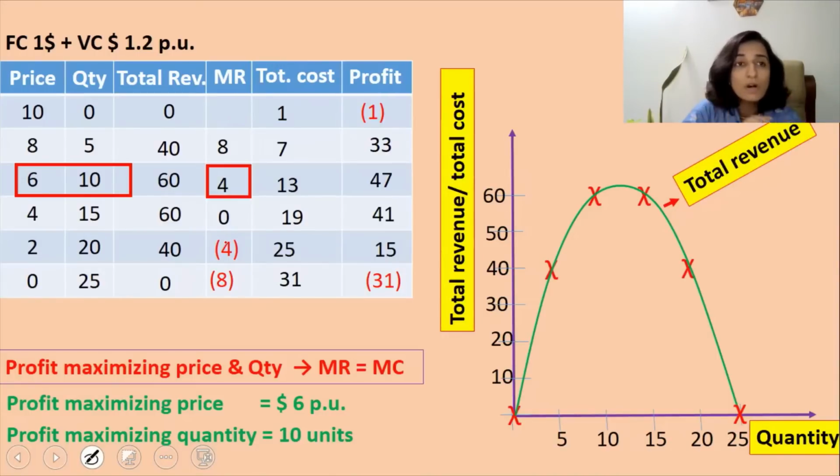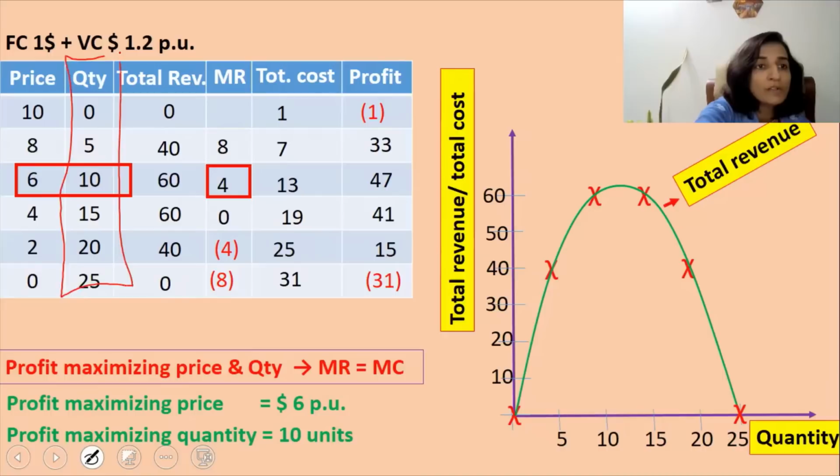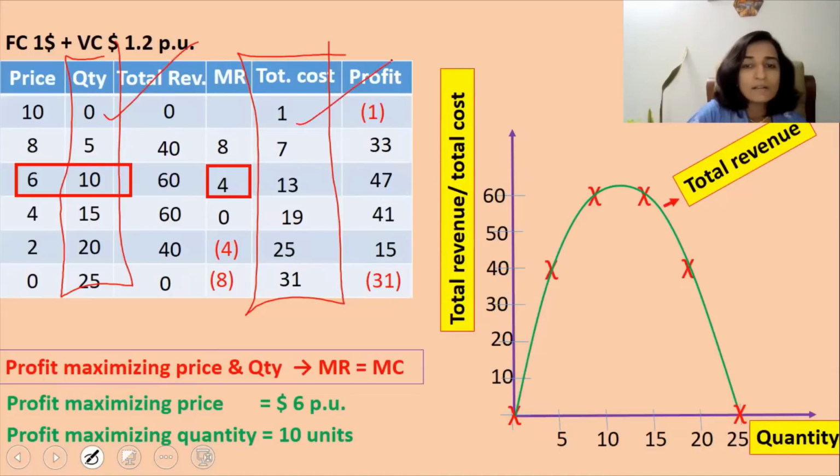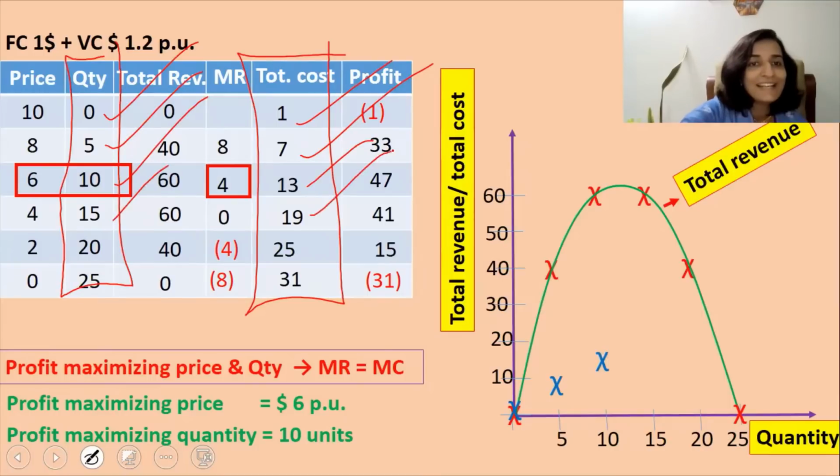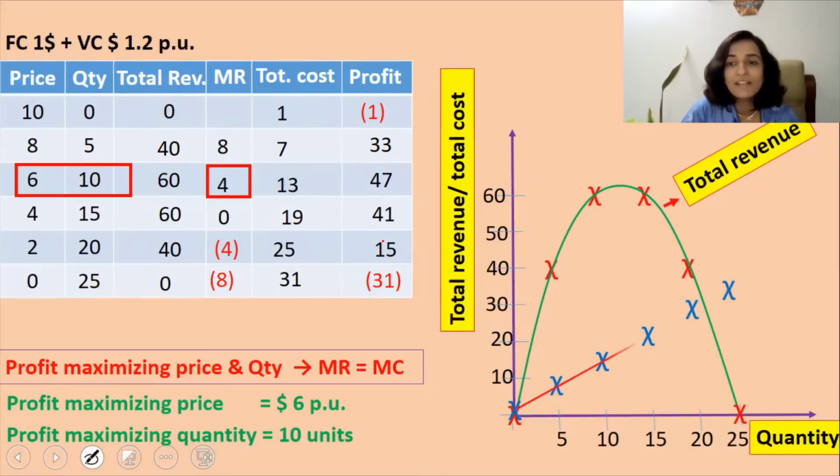Now coming to the total cost curve. So we are going to plot the quantity on the x-axis and the total cost on the y-axis. So the first plot is 0, 1, that comes here, indicated by the blue cross. And the second plot is 5, 7. The third plot is 10, 13. Fourth plot is 15, 19. Fifth plot is 20, 25. And last plot is 25, 31. We join the line to get a perfect straight line, which is the total cost curve. And why is the total cost curve a perfect straight line?